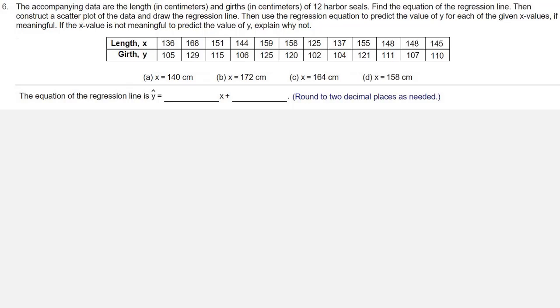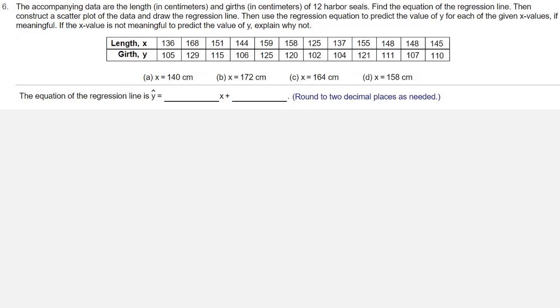Then construct a scatter plot of the data and draw the regression line. Then use the regression line to predict the value of y for each of the given x values, if meaningful. If the x value is not meaningful to predict the value of y, explain why not.